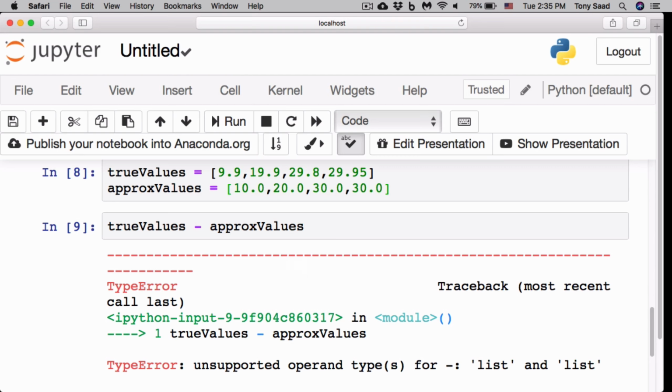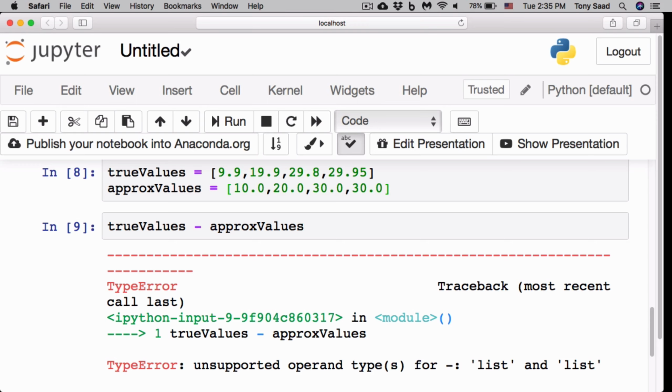That's expected, because Python lists do not define the meaning of subtraction. Why? Because Python lists can contain mixed types of variables. They can contain strings, objects, numbers, etc. So the meaning of minus is undefined, is ambiguous. We need a type of array that only works for numbers so that we can subtract where subtraction is defined. And that type of array is the NumPy array.